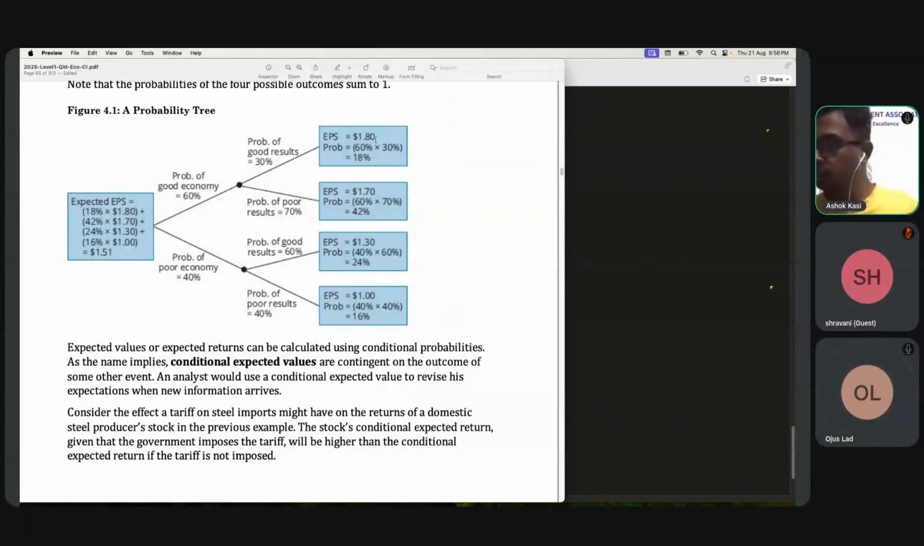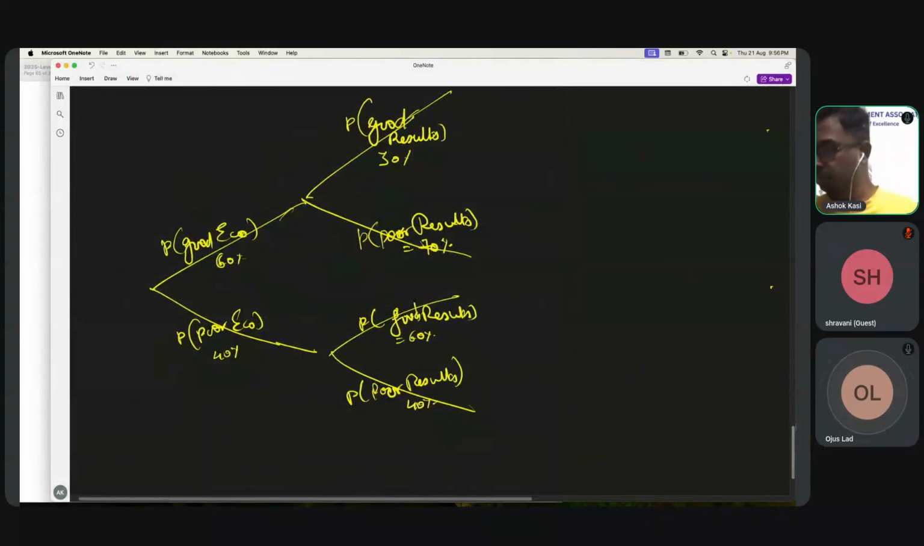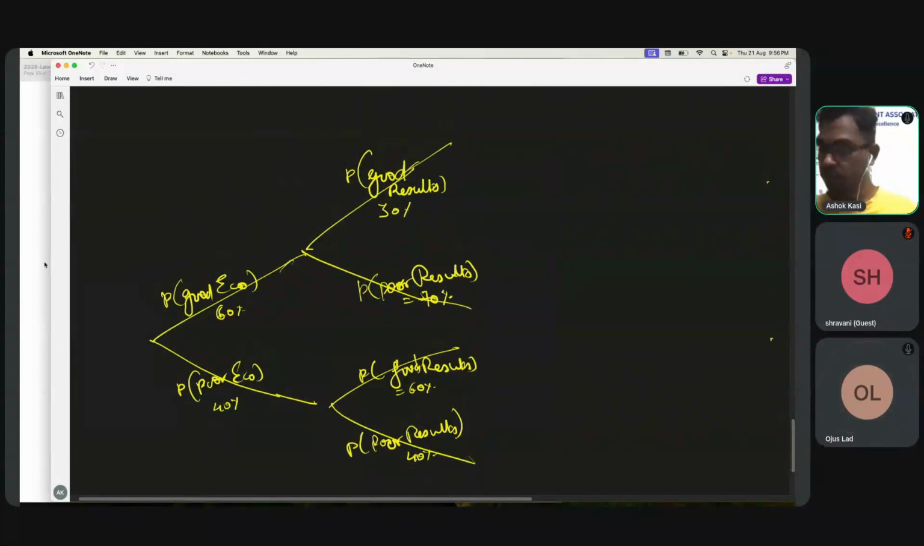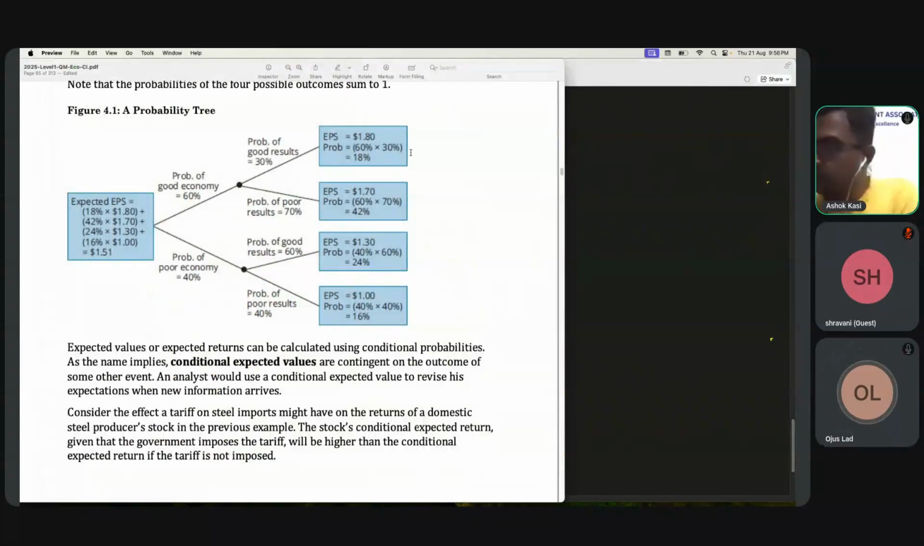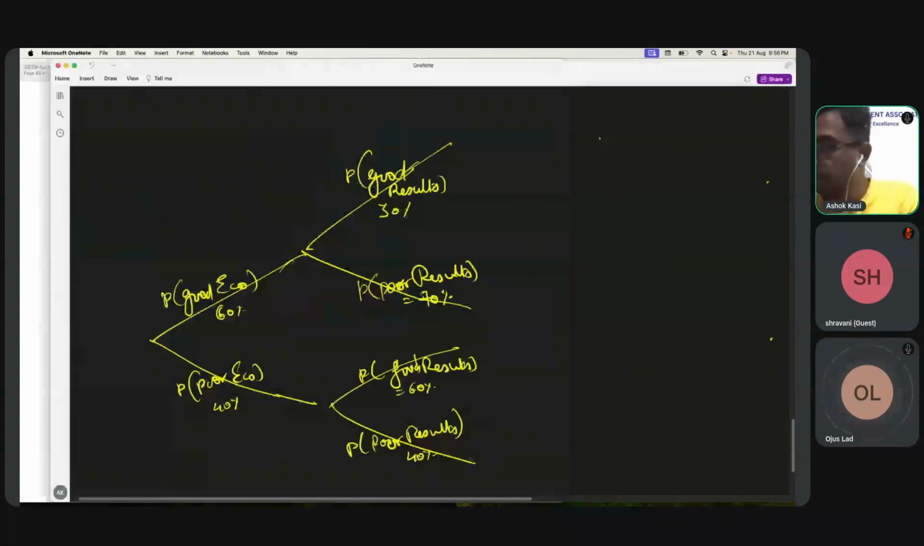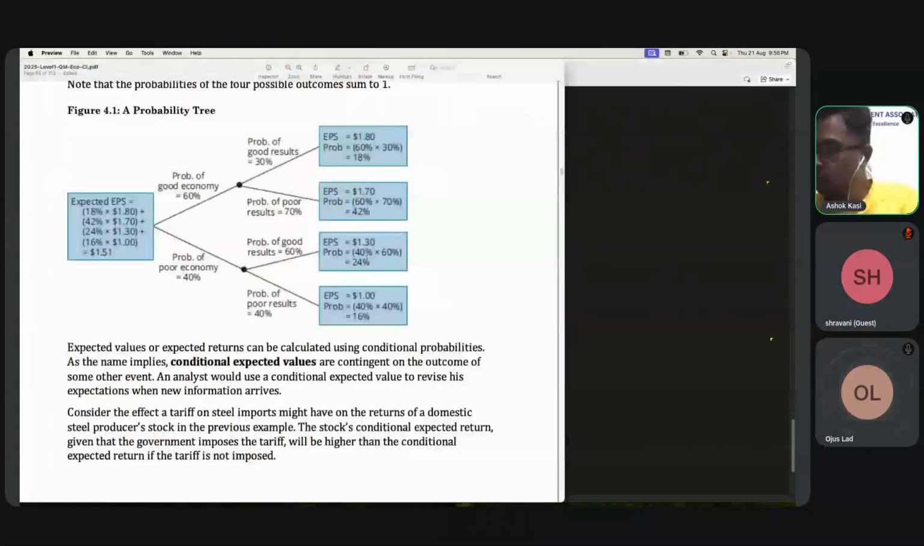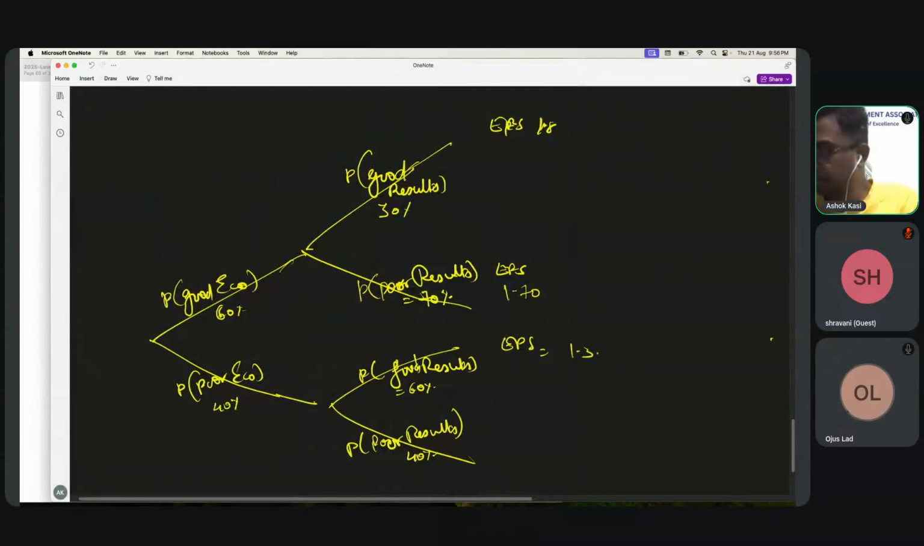Okay, now EPS is 1.8. Okay, here EPS is 1.8 and here EPS is 1.7. Here EPS is 1.3. Here EPS is 1.